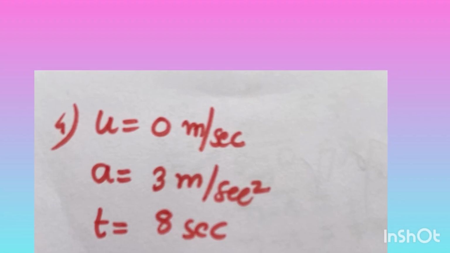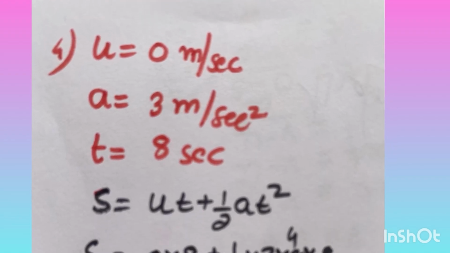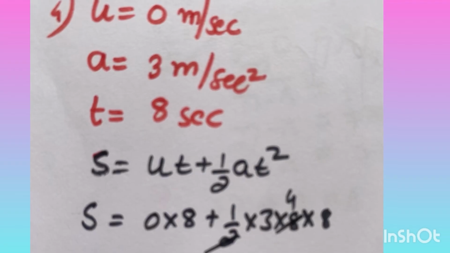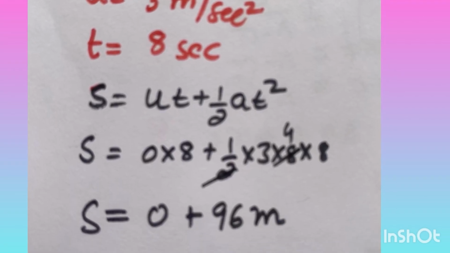Here u, a and t are given, so use the formula s equals ut plus half at square. So from there we'll get s equals 0 into 8 plus half into 3 into 8 into 8. So 0 into 8 is 0, and in half into 3 into 8 into 8, you can cut 2 and 8. So you are left with 3 into 4 into 8. So 12 into 8 is 96 meters. So distance is 96 meters.